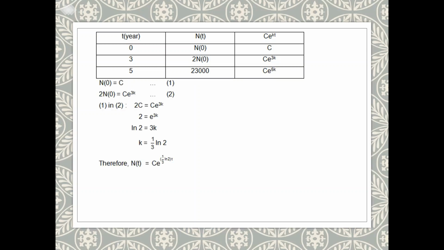From the table, you will get N0 equal to C and 2N0 equal to C e to the power of 3k. By solving these two simultaneous equations and simplifying, you will get k equal to 1 over 3 ln 2. Substitute this k value into the formula of N, you will get N(t) equal to C e to the power of 1 over 3 ln 2 multiplied with t. Take note, as this is a growth problem, the k value is positive.